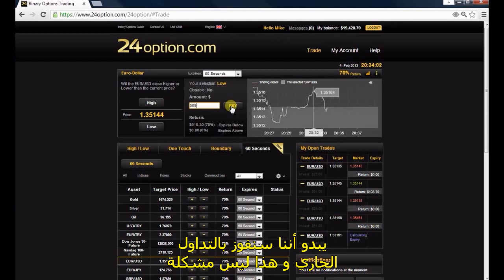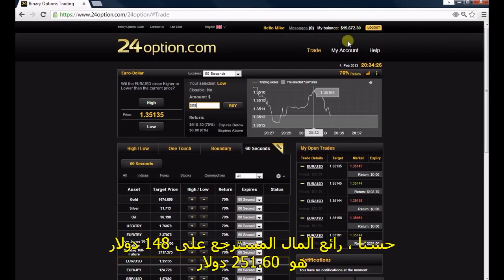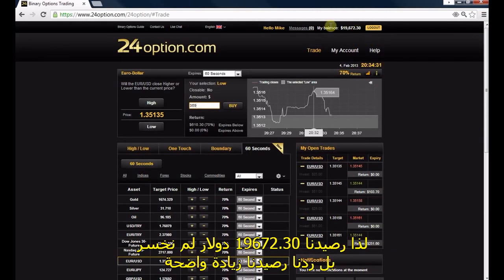Okay, great. So, a return on $148. Let's wait for this to close out. Computer is lagging a little bit. Okay, here we are. Our return was $251.60. See, our balance now is $19,672. We have not lost anything. We've only increased our balance quite significantly, actually.